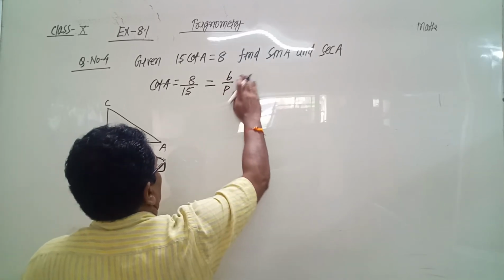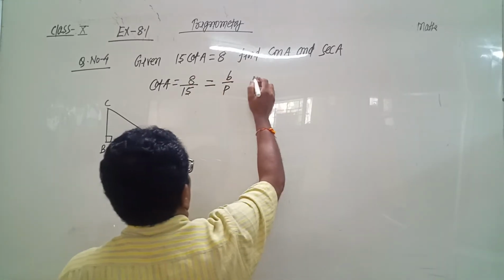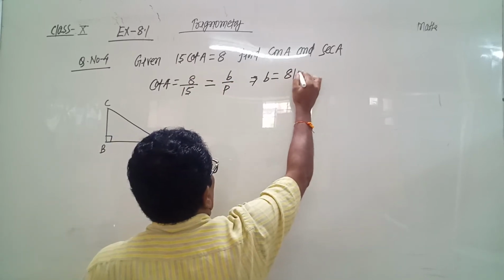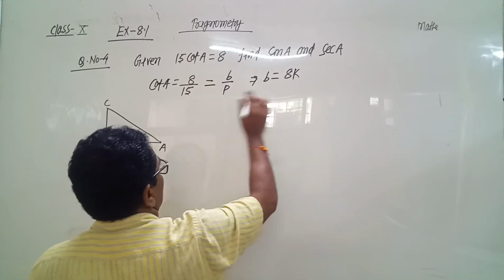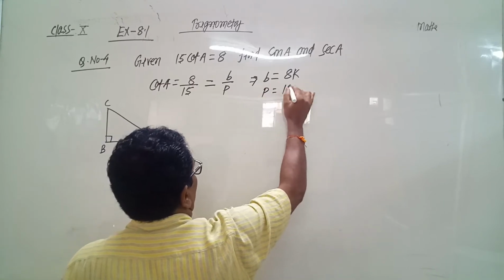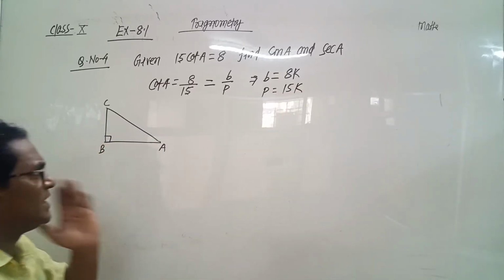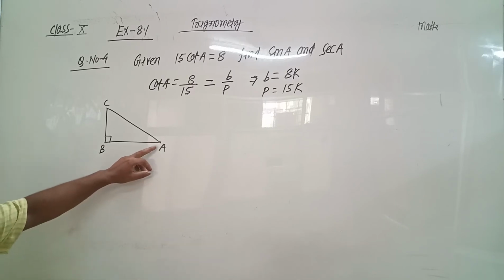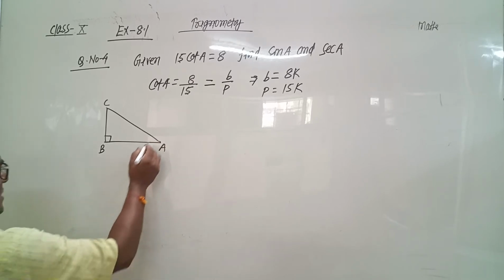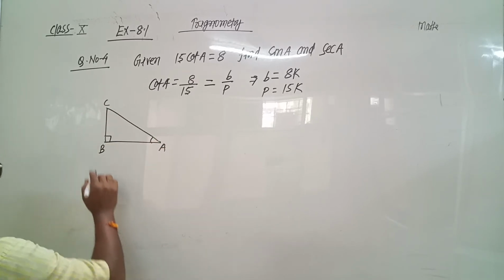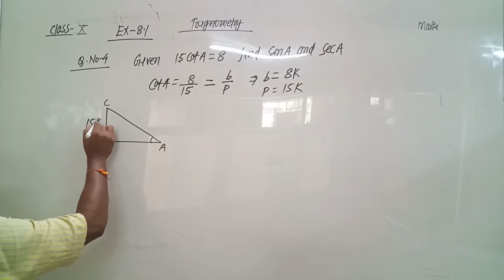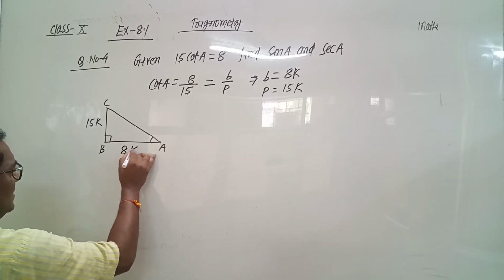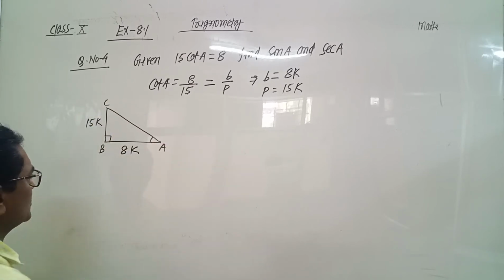Then we can write the value of base. Base equals 8K, where K is a constant, and perpendicular equals 15K. For acute angle A, the perpendicular is the side BC. So BC is 15K and base is 8K. Then we calculate AC, the hypotenuse.